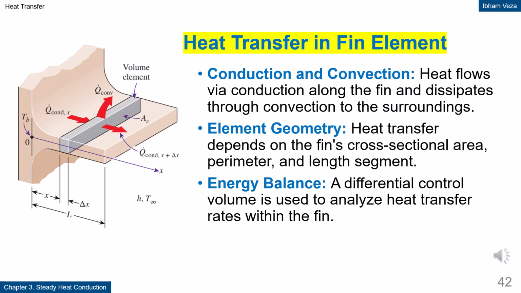Heat transfer in a finite element. Heat flows by conduction along the fin and is dissipated to the surroundings by convection. The analysis is performed using a small differential element as a control volume. Fin geometry, such as cross-sectional area and perimeter, strongly influences the heat transfer rate. An energy balance on the small element is used to derive the fin differential equation. This approach forms the basis of all fin analyses.